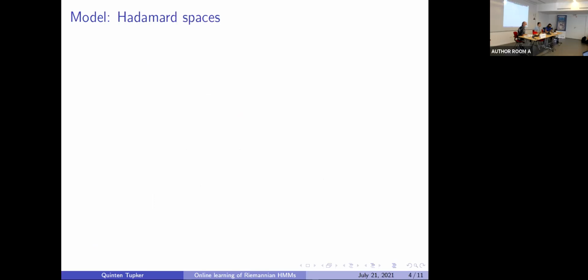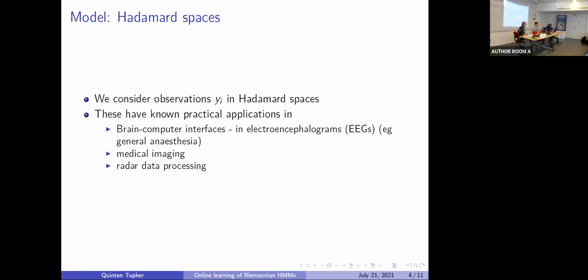So what might those observations look like? Well, this being the theme of the conference, these are values in Hadamard spaces. We do this since this seems to be a promising approach in several areas, amongst others, radar data processing and also electroencephalogram data.